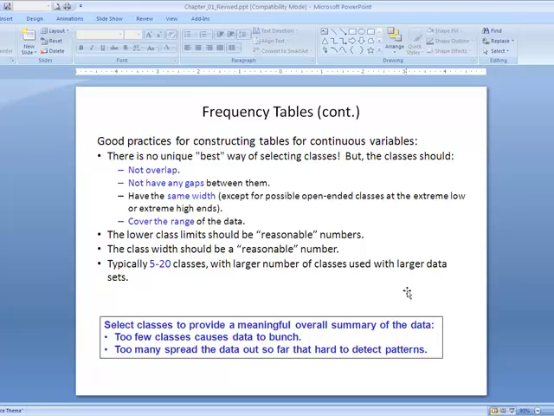We should make sure that our class lower limits are reasonable and the widths are reasonable. Typically we like to have between 5 and 20 classes. With fewer than 5, it tends to bunch up the data, so you don't get a really good analysis of the data. And if we have too many, the data is so spread out that, again, a good analysis is not going to happen because we can't detect any patterns. So too few and too many classes are not a good thing.